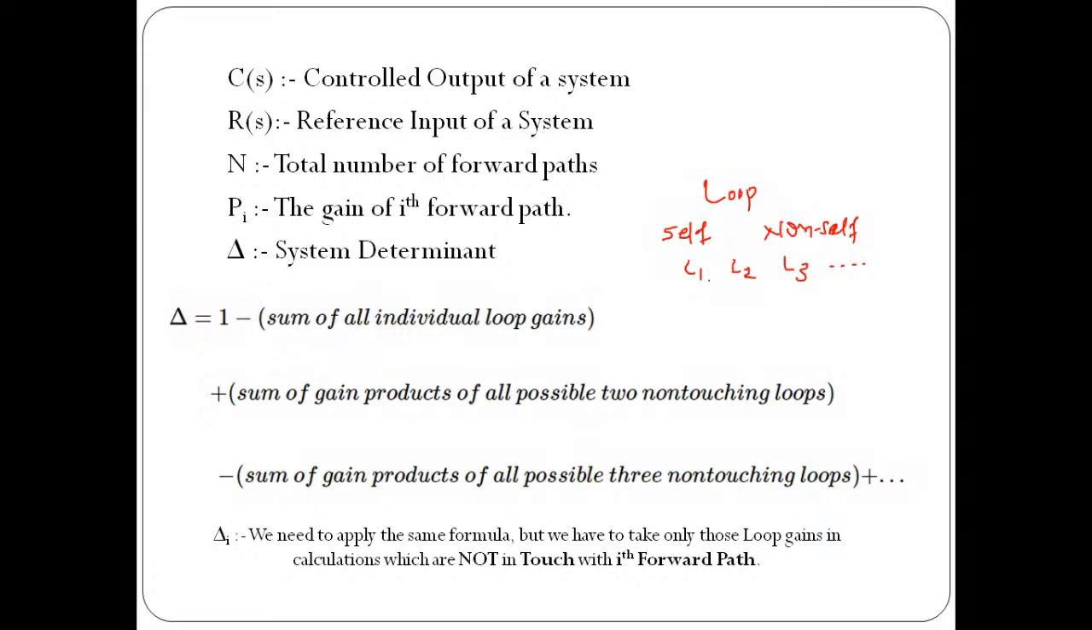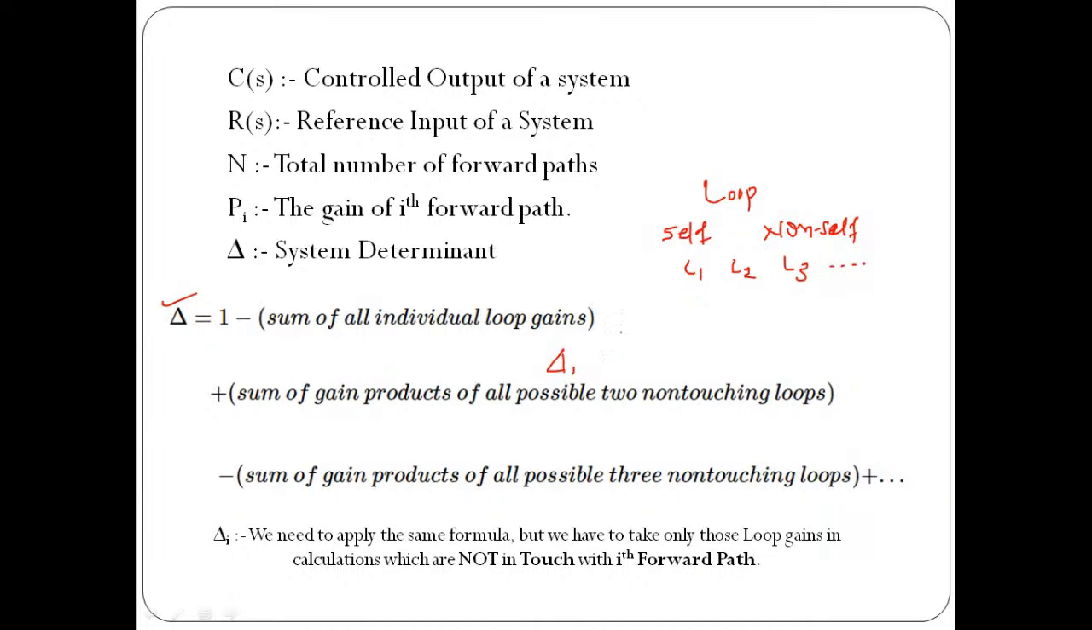Then in order to calculate the value of delta_i, again we need to use the same formula which we have used to calculate the value of delta. Whatever the individual loops, or the summation of gain products of two non-touching loops or three non-touching loops, these loops must not be in physical contact with that particular forward path. For example, if we are calculating the value of delta 1, then in that case we need to take only those loops which do not have any node in common with the first forward path.